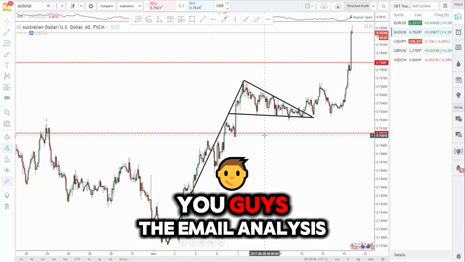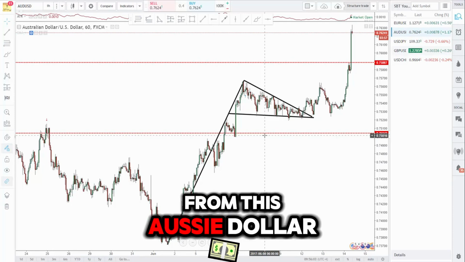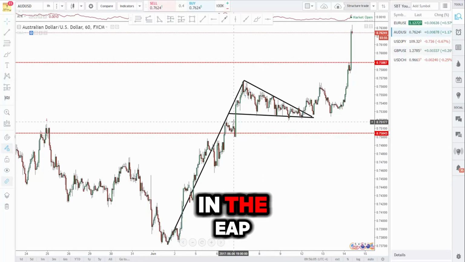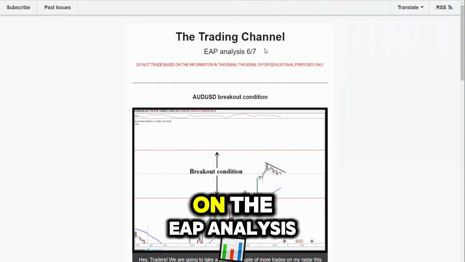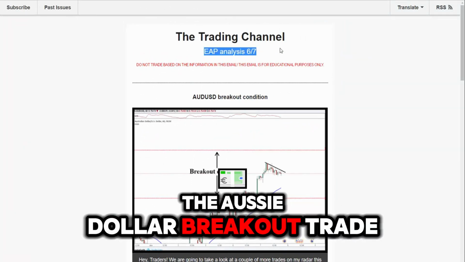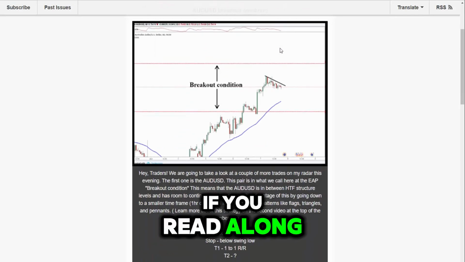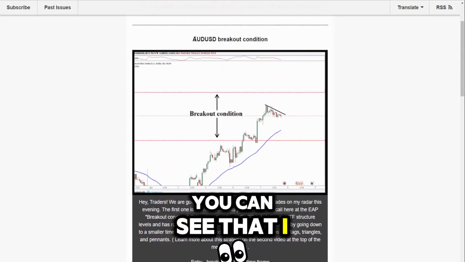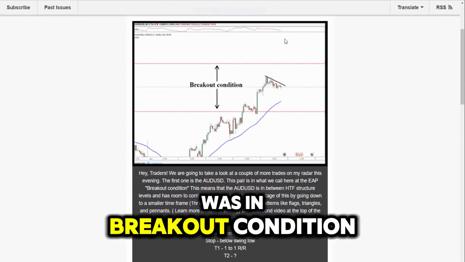And I'm going to show you guys the email analysis from this Aussie dollar breakout trade that we took in the EAP. Alright guys, so here we are on the EAP analysis from June the 7th, as you can see here, before the Aussie dollar breakout trade actually happened. So if you read along with me here on this analysis, you can see that I've pointed out to traders that the Aussie dollar was in breakout condition.